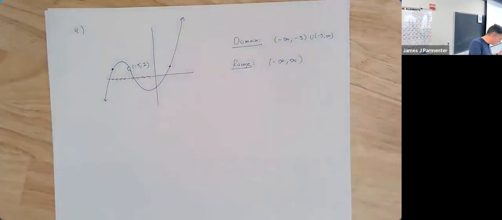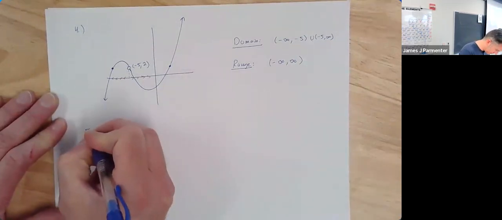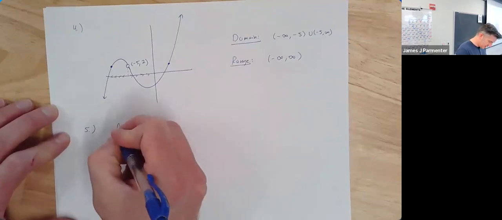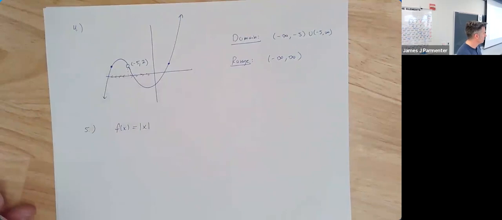Let's see. Oh yeah, let's talk about some piecewise functions for a second. And let's talk about my favorite piecewise function first. Here's my favorite piecewise function: f of x equal to the absolute value of x, which you might not, at least at first, recognize as being a piecewise function. But let's draw it, and then we'll talk about what makes it piecewise.